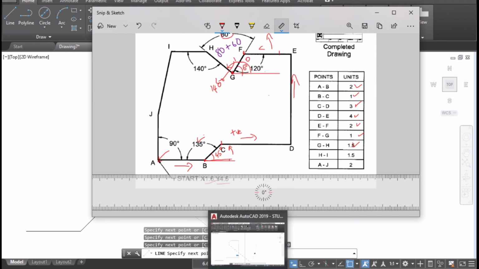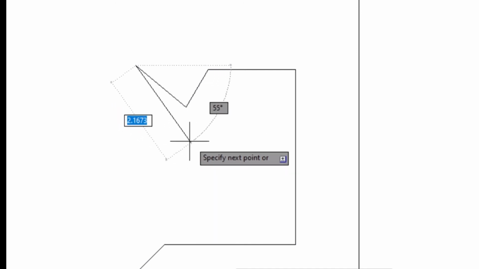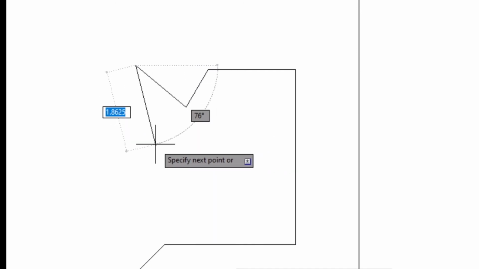So get back to AutoCAD. The length is 1.5 units, and the angle should be 140 degrees. Enter. Now you can see we managed to make that line. So this is how you make angles in AutoCAD, with a basic understanding of the direction, whether it is moving clockwise or anti-clockwise. Whatever the case, remember, AutoCAD always measures angles from its 3 o'clock line, or the 0 degree line.